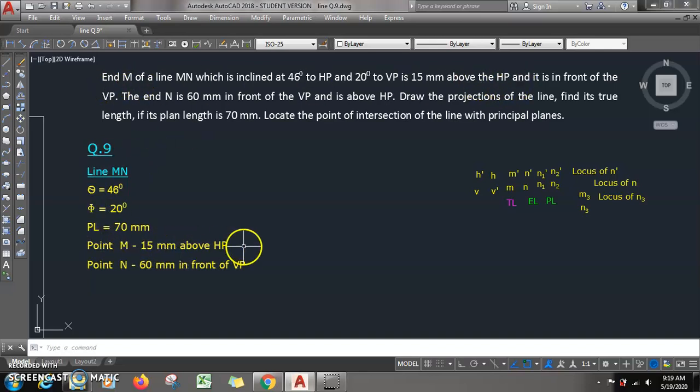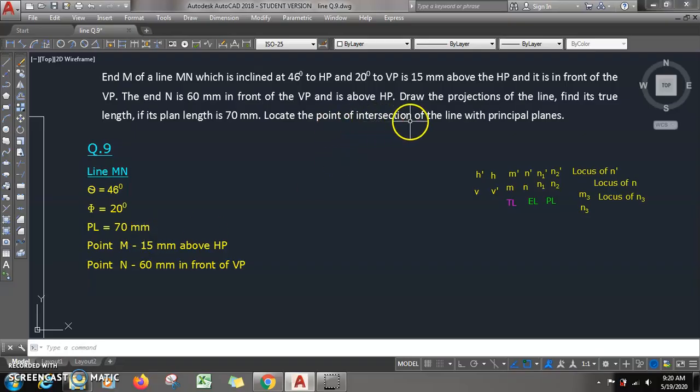So point M is 15 mm above HP, and is in front of VP. The end N is 60 mm in front of VP, and is above HP. Draw the projections of the line. Find its true length. So we are asked to find the true length, if its plan length is 70 mm. So PL is given. Plan length is 70 mm.